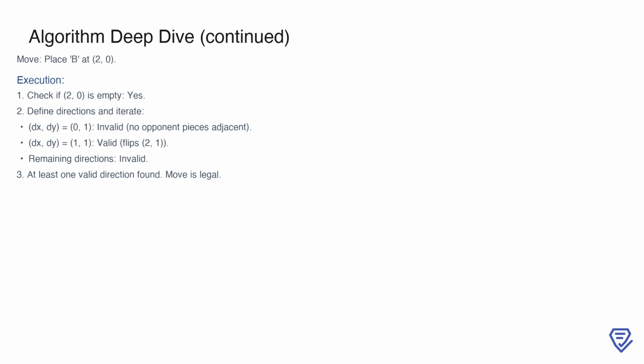For the direction 0, 1, which moves right, the adjacent cell contains no opponent pieces, so it's invalid. Moving to 1, 1, which is bottom right, we find a valid line. The piece at 2, 1 belongs to the opponent, and further along the same direction, we encounter the player's own piece, making this line valid for flipping. For the remaining directions, none lead to valid flips. Since we found at least one valid direction, the move is legal.